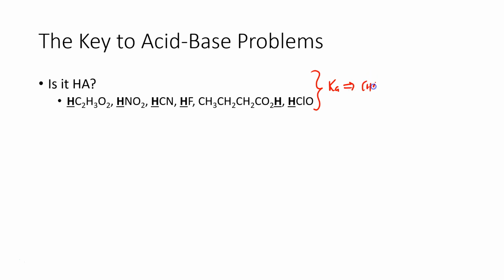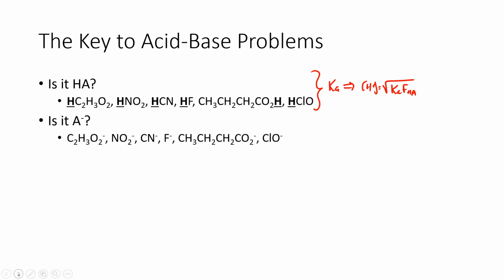I would start with quick and dirty: H plus equals the square root of Ka times the formal concentration of HA. On the other hand, if your solute is A minus, for example, these solutes, these are all the conjugate bases, then it would be a Kb problem. I again would use OH equal to the square root of Kb times the formal concentration of A minus. This is the key. If you don't know that you have HA or A minus, the problem is going to be wrong. Notice in this example that I've given you here, all of these weak acids are neutral and all of these weak bases have a negative charge.